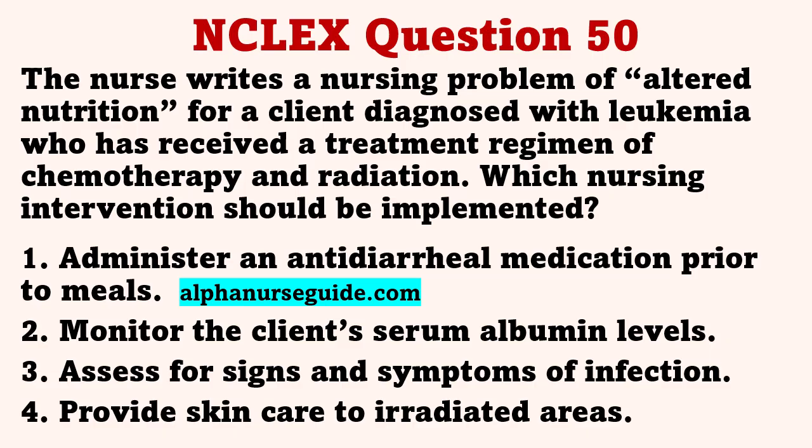The nurse writes a nursing problem of altered nutrition for a client diagnosed with leukemia who has received a treatment regimen of chemotherapy and radiation. Which nursing intervention should be implemented? 1. Administer an antidiarrheal medication prior to meals. 2. Monitor the client's serum albumin levels. 3. Assess for signs and symptoms of infection. 4. Provide skincare to irradiated areas. The correct answer is 2. Monitor the client's serum albumin levels.